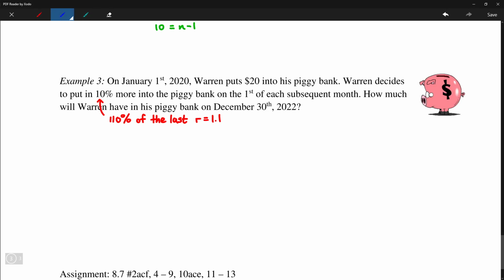Now, T1 is $20. We know what r is. r is 1.1. And now we have to find n. So that will be 3 full years, 2020, 2021, and 2022. So that would be 36 months.